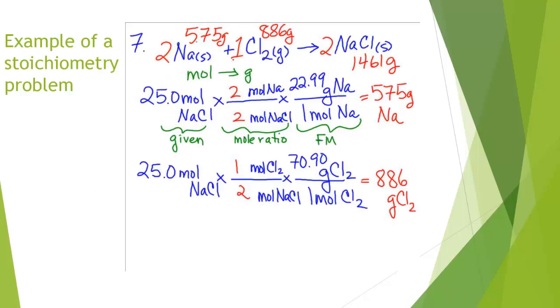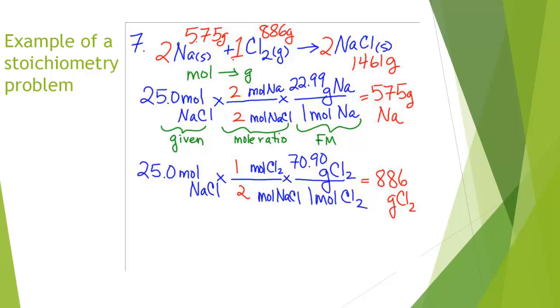So here's an example of a stoichiometry problem. You have 2 moles of Na, which is sodium, and you have 1 mole of Cl, which is calcium, if I'm not correct. No, chlorine. And that will give you 2 moles of salt, NaCl. So you know what you're given for your NaCl is 25 moles, and then you can find out.